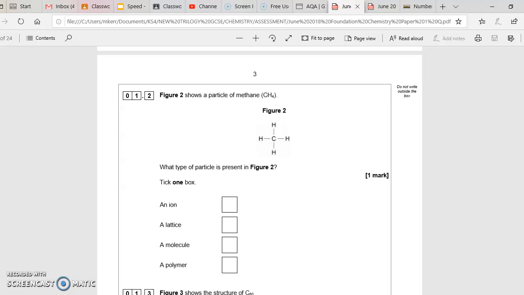A lattice, it's not got a very large structure of alternating oppositely charged particles. So it's not a lattice. A molecule potentially could be, and a polymer. So molecules and polymers are simple molecules or simple covalent structures. Polymers are long repeating units, or it shows a repeating unit with a little n. So for this one, your answer is a molecule.